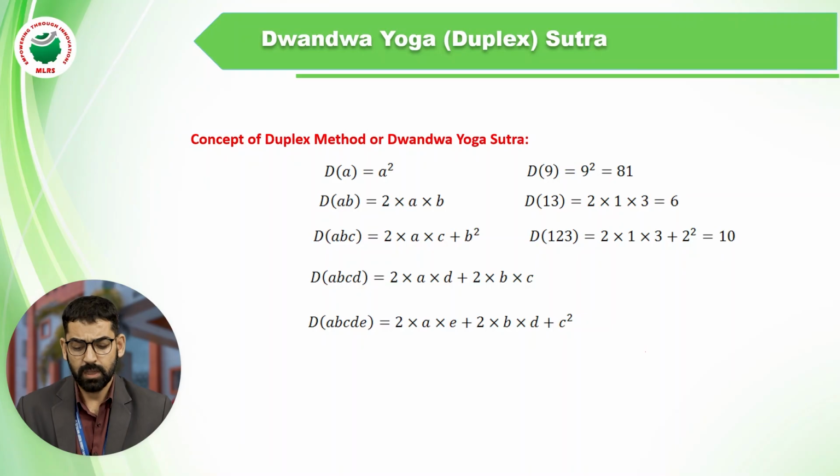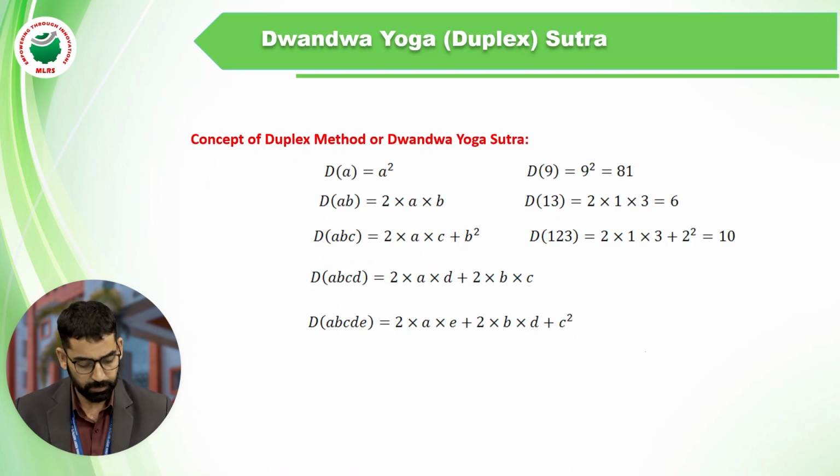This duplex in Vedic language is called Dwandwa Yoga Sutra, or in English we can say that this is known as the duplex method. So we will take some examples, and with the help of examples we will try to understand this Dwandwa Yoga, or duplex sutra, or duplex method.